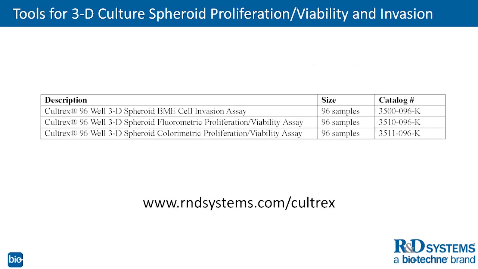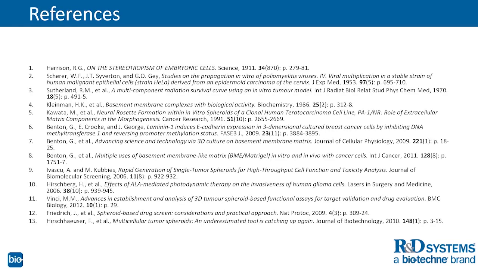And here's just a summary of the tools we have available for 3D culture: spheroid proliferation, viability, and invasion. I've also included a set of references here. This goes back to our timeline, and there are a few references at the end which aren't included in the timeline, but they're very good reading material on spheroids, more recent papers and reviews.